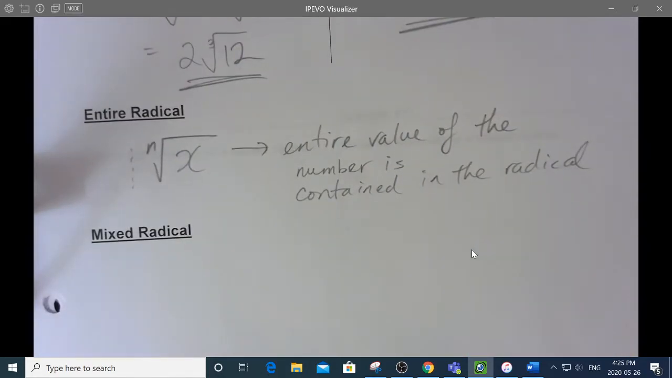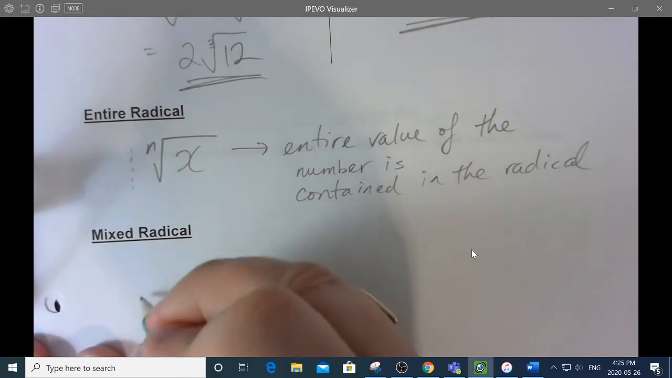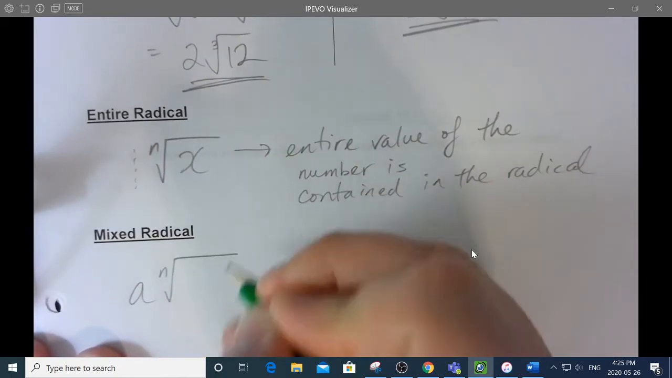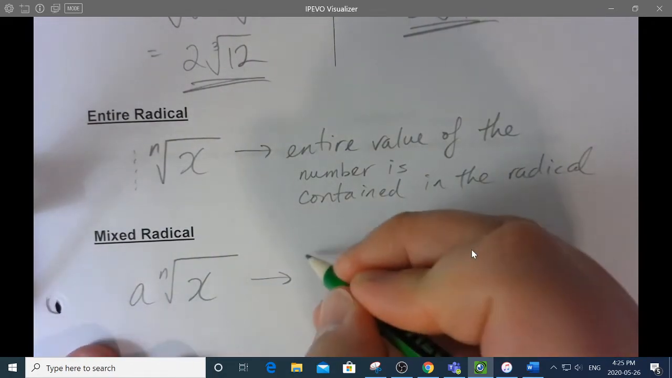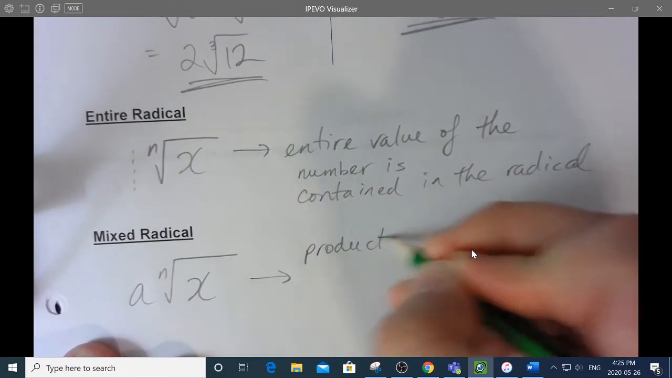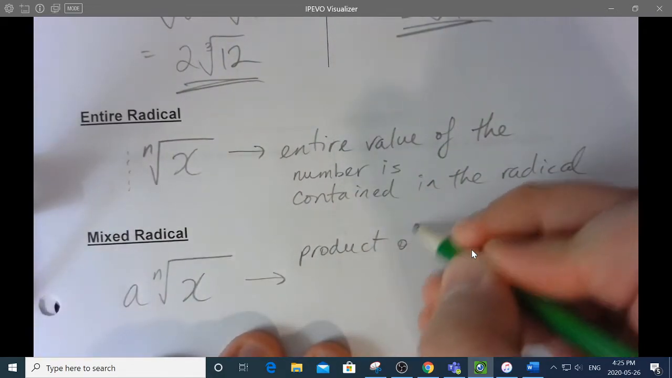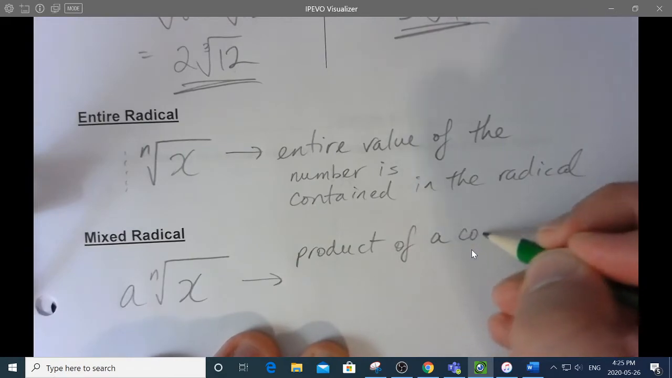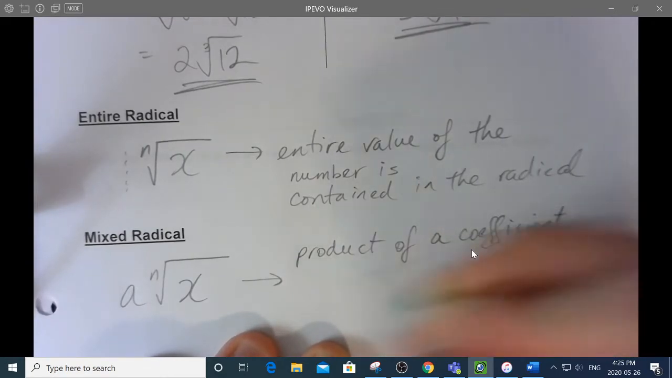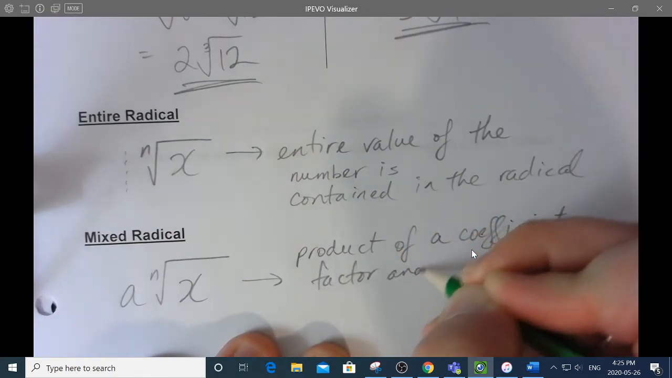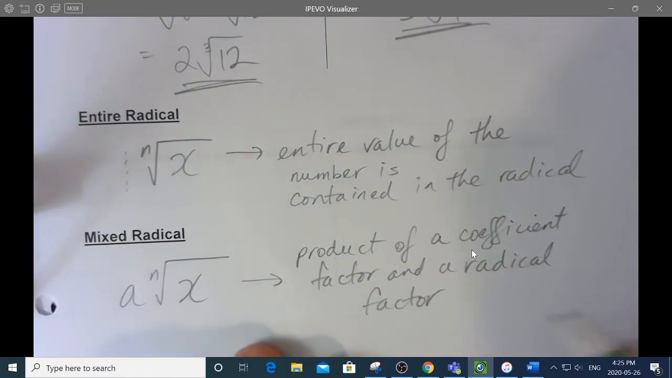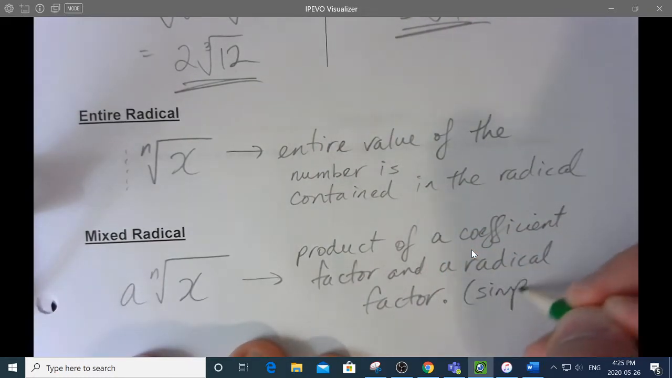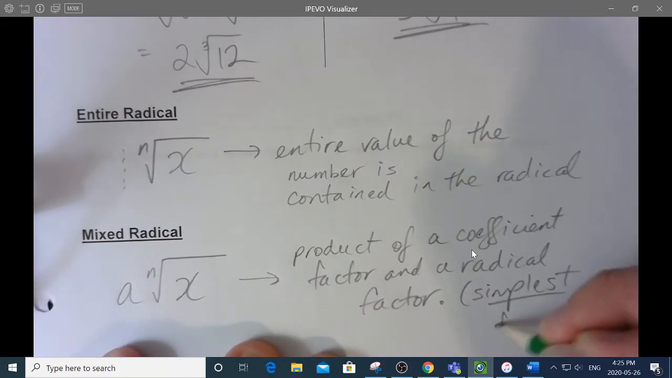And a mixed radical is when you have some sort of coefficient in front. So you have a product, which is the answer to a multiply, of a coefficient factor and a radical factor. And again, this is what we call the simplest form of a radical.